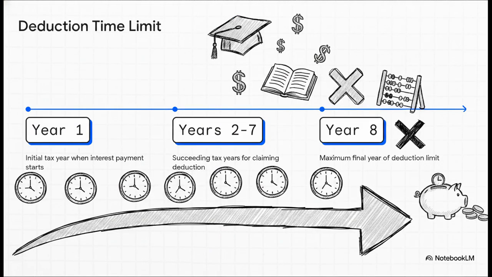Now, moving on to another absolutely essential element, the time limit. Section 129, subsection 2, defines a very strict duration rule.